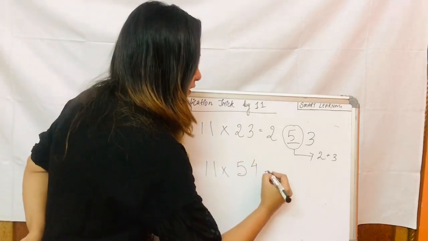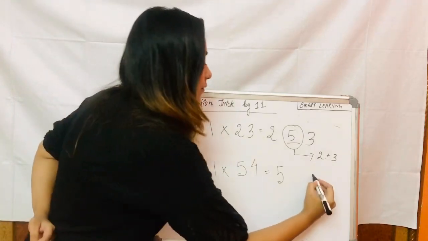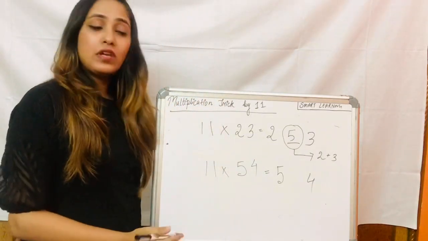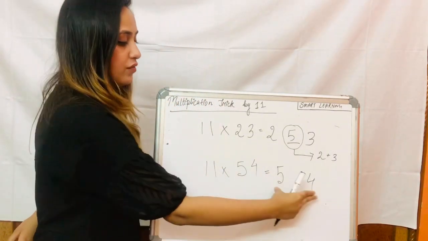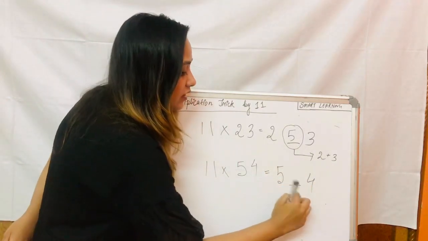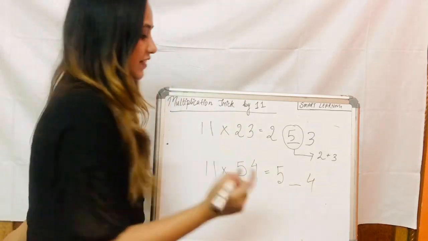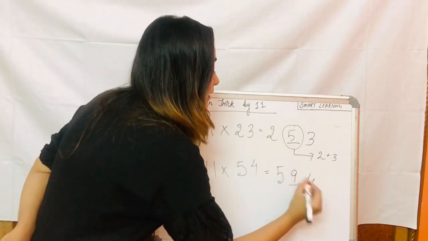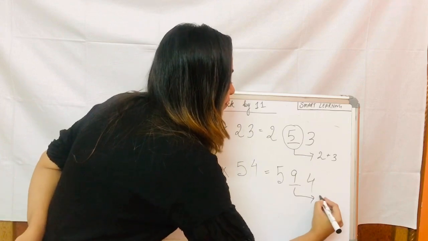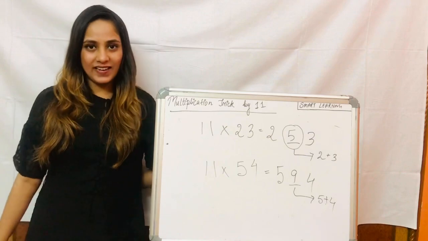I'm sure by now you have done it in your head, but let's see how it is done. I'm writing the extreme digits 5 and 4, and since it's a 2-digit number, there will be 1 digit in between, and it will be, absolutely, you guessed it right, 9, which is 5 plus 4. Easy, right?